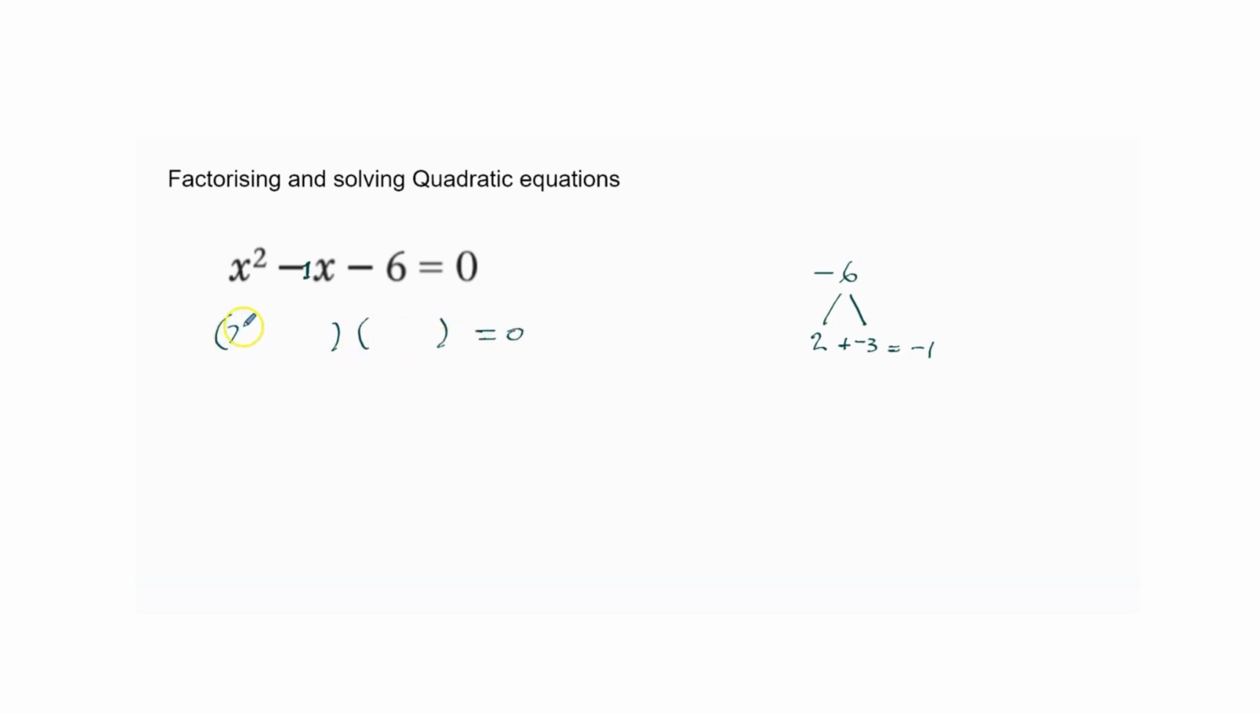So here we would have x times x, and then we have positive 2 there and minus 3. So we can solve for these. So we have x plus 2 equals 0, or x minus 3 equals 0. So it means that x is equal to minus 2, or x equals positive 3. Let's look at another example.